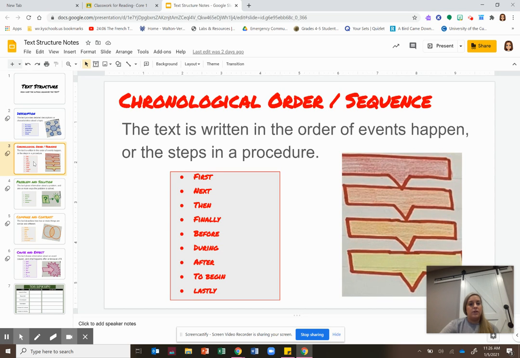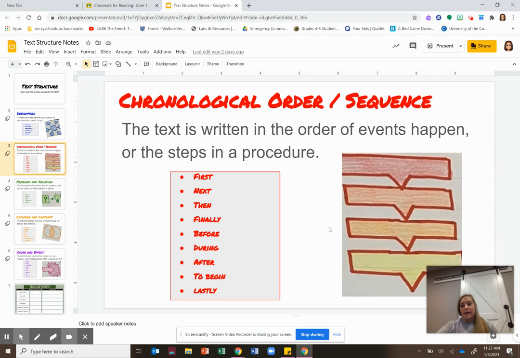The next text structure is chronological order or sequence, and this is when the text is written in the order of events that happen or steps in a procedure. And those keywords include first, next, then, finally, before, during, after, to begin, and lastly.